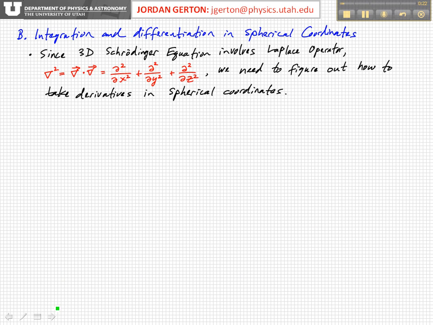Alright, so we want to write the Schrodinger equation in polar coordinates, and since the Schrodinger equation involves the Laplace operator, that is del squared, which is defined to be del dot del, which is the second order partial differential with respect to x, d squared by dy squared, d squared by dz squared. So we need to learn how to take derivatives in spherical coordinates.